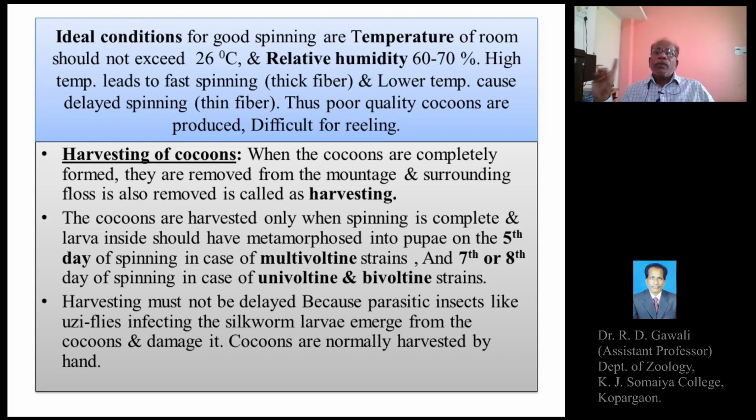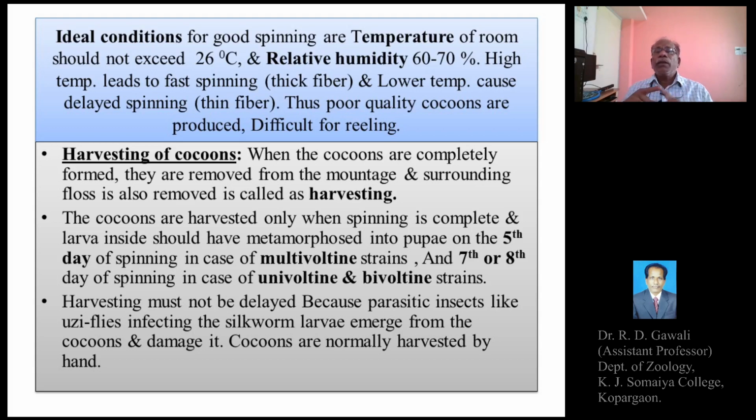So for good spinning, or good quality silk or cocoons, the ideal conditions are a temperature of 26 degrees centigrade and humidity of 60 to 70%, because a high temperature leads to fast spinning. When the temperature exceeds 26 degrees centigrade, then the spinning becomes fast.